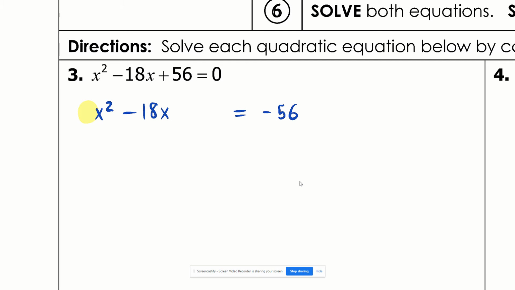It's understood to be a 1. Does dividing by that 1 help me? No. The second thing I notice is, is my b value even? Yes, it is. It's 18. So this is worth trying.